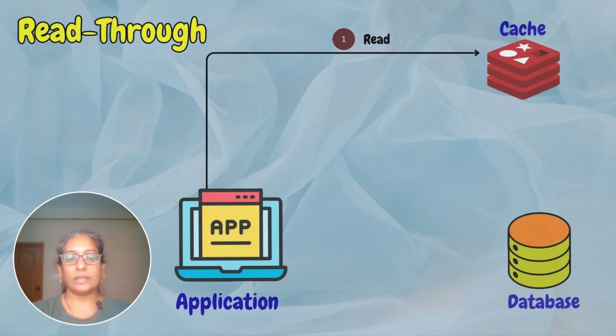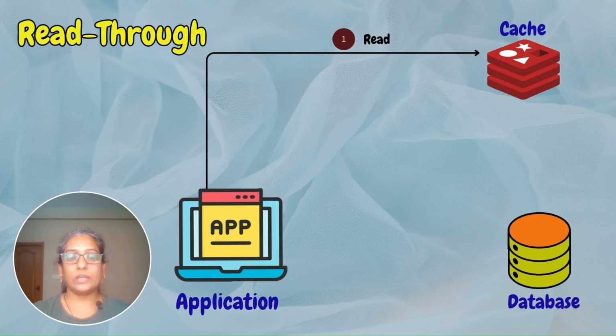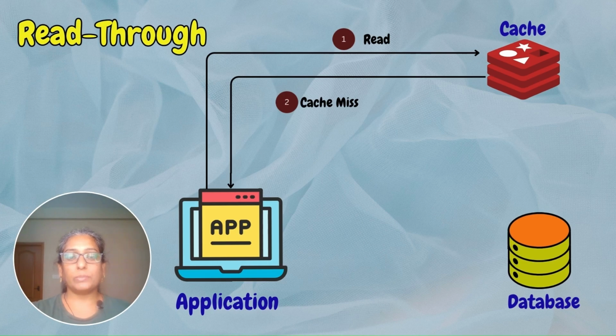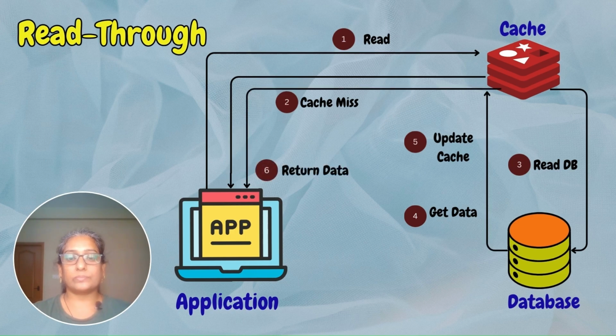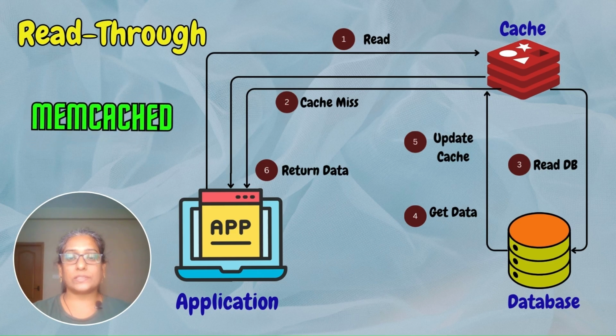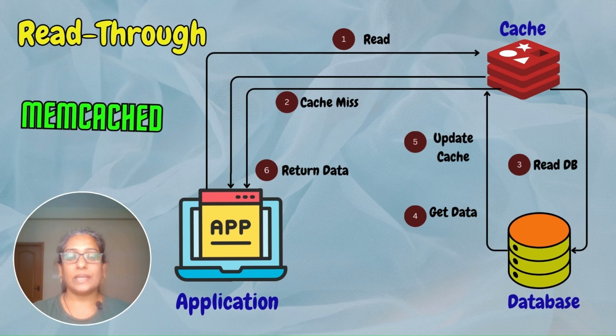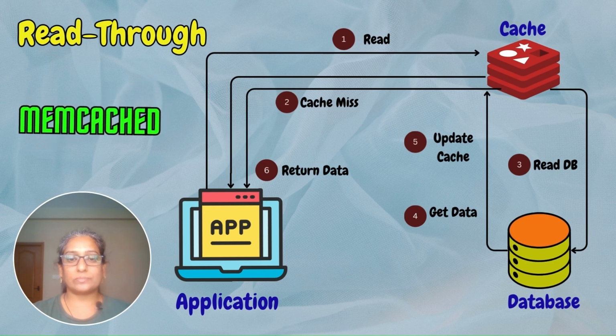Caching strategies are the approaches to manage how data is stored and retrieved in a cache. Let's understand a few commonly used caching strategies. In a read-through caching approach, when a cache miss occurs, the system automatically fetches the data from the database, updates the cache, and returns the data to the user. Using memcached for caching of frequently accessed database queries in a web application is an example of read-through cache.